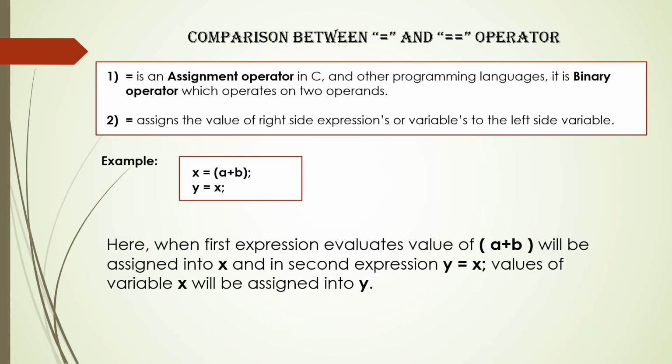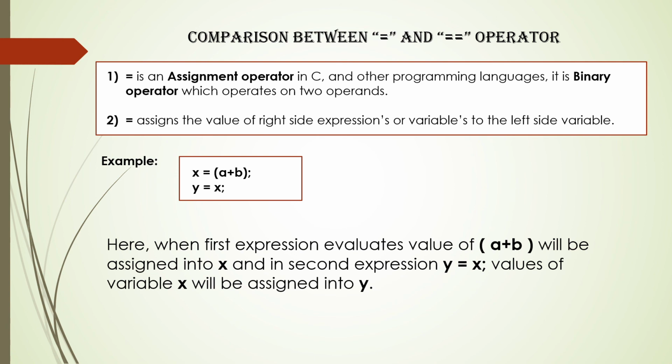Now the main thing where everyone gets confused is the assignment operator and the double equal to operator. A single equal to is an assignment operator in C and other programming languages. It is a binary operator which operates on two operands. It assigns the value of the right side expression to the left side variable. See, here I mentioned one example. x equals a plus b: the value of a plus b is getting stored in x, and then y equals x, so the value of x is getting assigned to y.